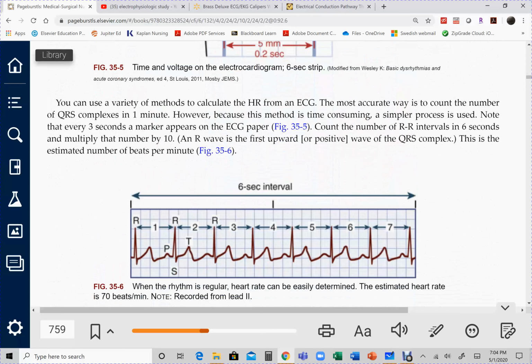All right, in order to interpret a heart rhythm, we need a minimum of 6 seconds. Why 6 seconds? This is the most practical method. It's impractical to count or to analyze a whole minute's worth, because you'd need 10 of these strips right here. So this is a 6-second strip. Imagine how long it will be for a full minute.